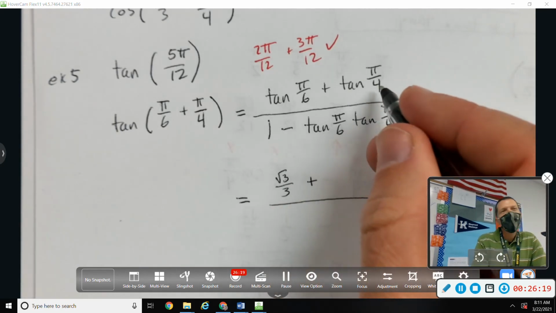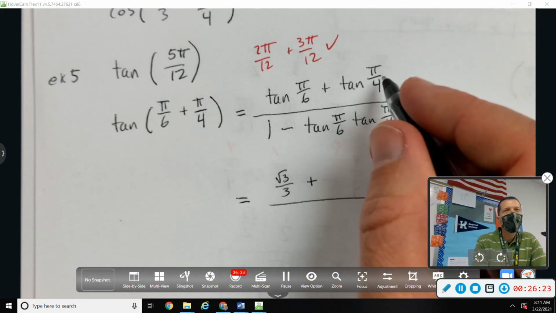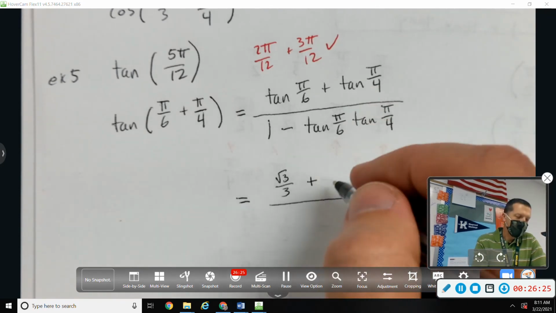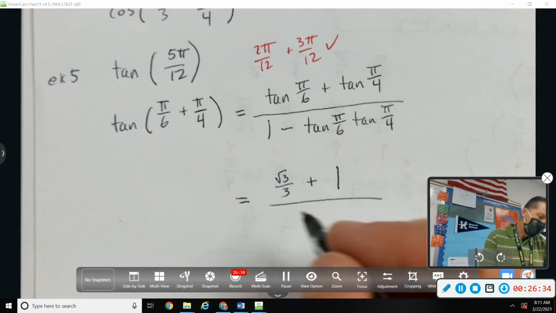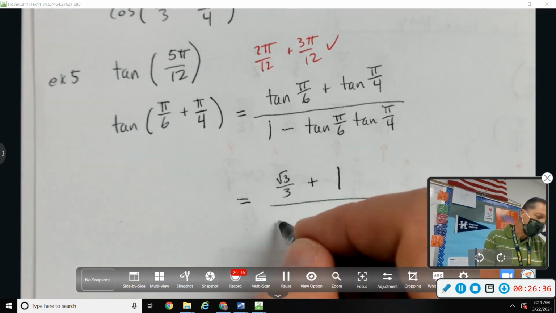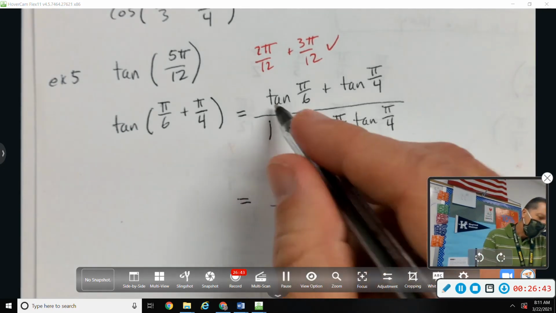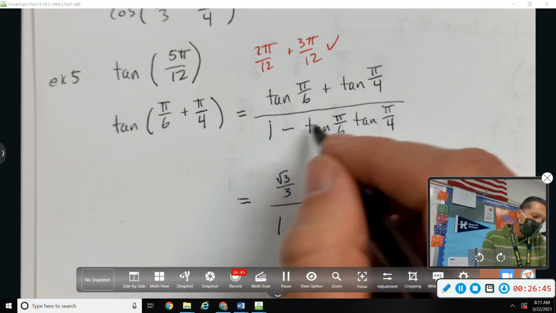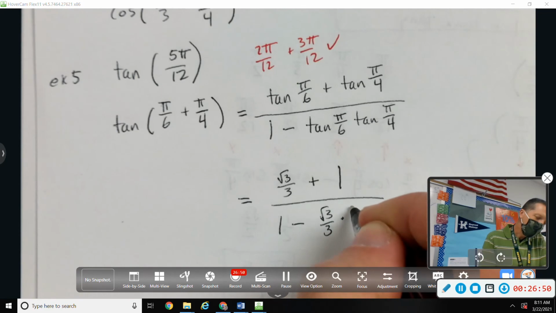Tangent pi over 4, that's an easy one, so we like that one. Right? What's tangent of pi over 4? 1. Well, sine and cosine are both root 2 over 2, so when you do sine over cosine, it becomes 1. Now, I'm kind of going through these fast, but if you need to slow down and work on those separately, then do that. Same values are in the bottom, used differently, but tangent of pi over 6, we said, was root 3 over 3. Tangent of pi over 4 is 1.